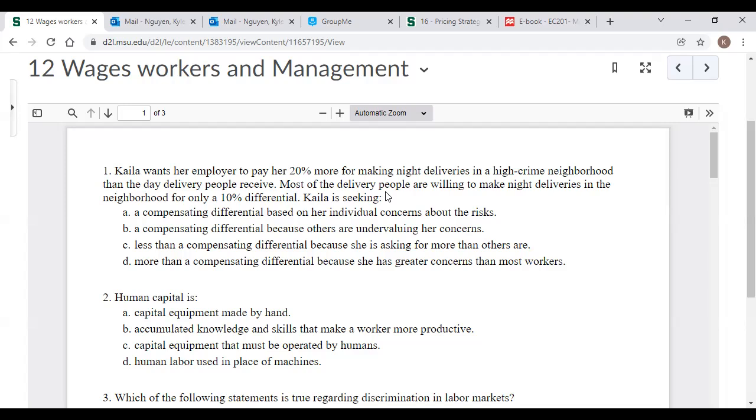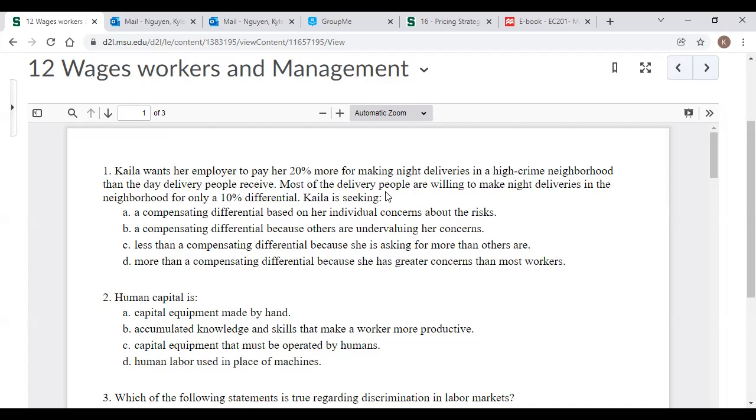C, less than a compensating differential because she's asking for more than others are. The sentence doesn't really make any sense for a couple of reasons. If she's asking for more than others are, she'd be receiving more than a compensating differential. So she wouldn't be receiving less. And even from a number standpoint, she's asking for 20% when the regular is 10%. So obviously she's asking for more, not less than 10%. That's one thing. But also she would be receiving more if she's asking for more, not receiving less. That's another thing. As you can tell, some of these answers don't really make any sense, but it's best to try to explain them, I suppose.